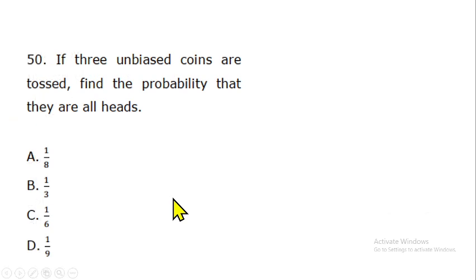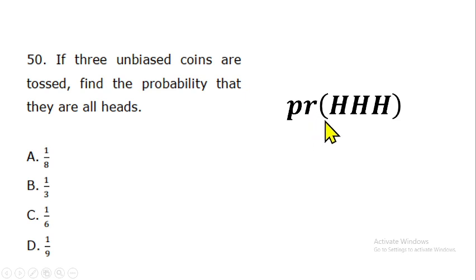Then the last question for this Jamb 2010 mathematics is the question we are seeing on the screen right now, which is also from probability. If 3 unbiased coins are tossed, find the probability that they are all heads. So that means the first coin will show head, the second coin will show head, the third coin will also show head. So there's no other option.